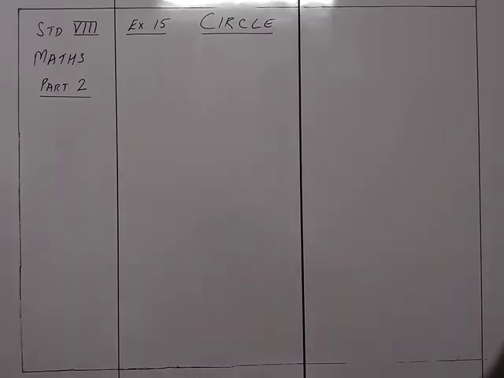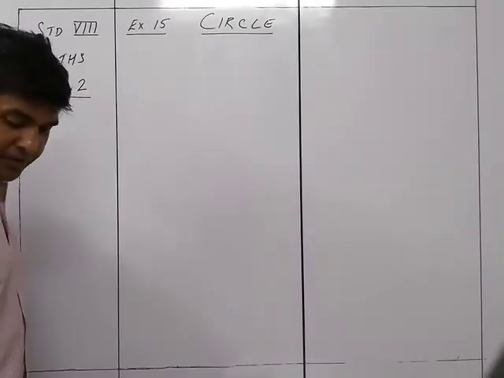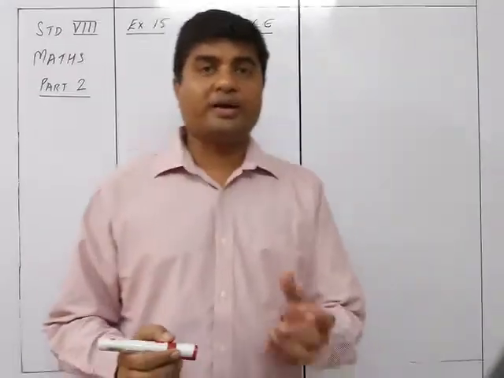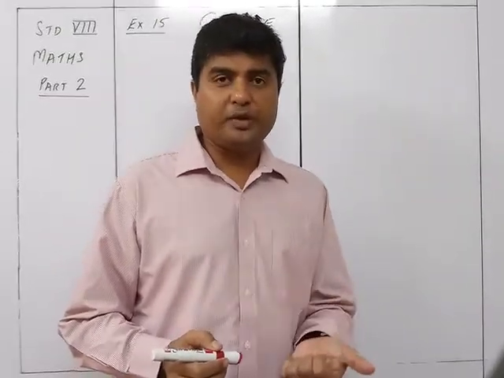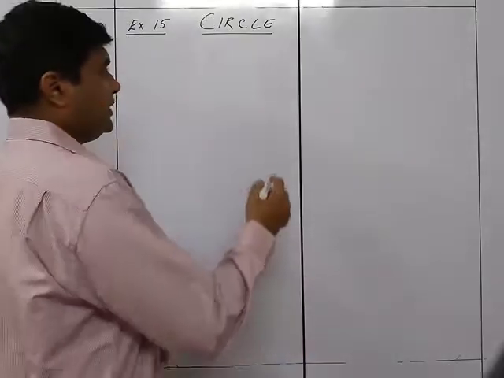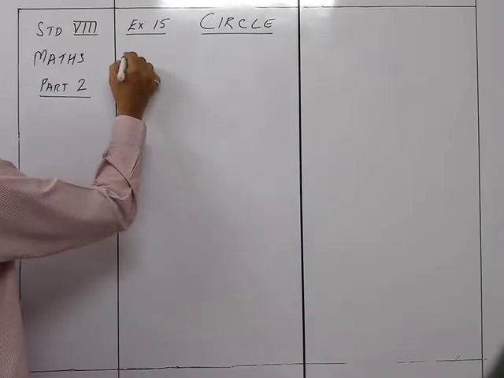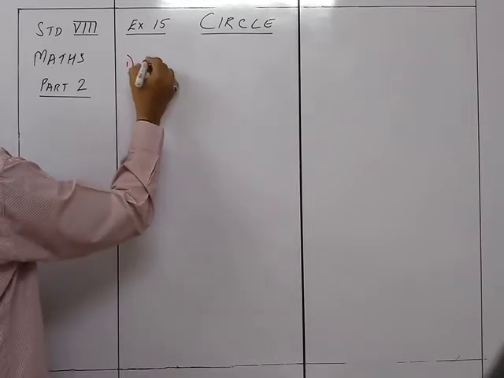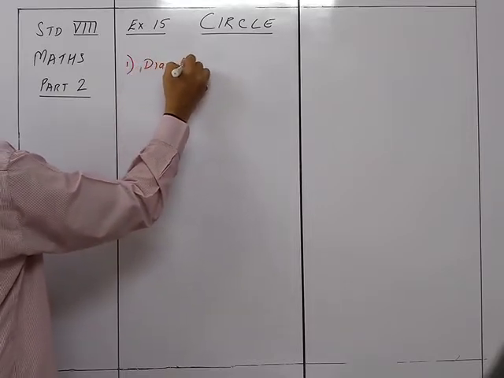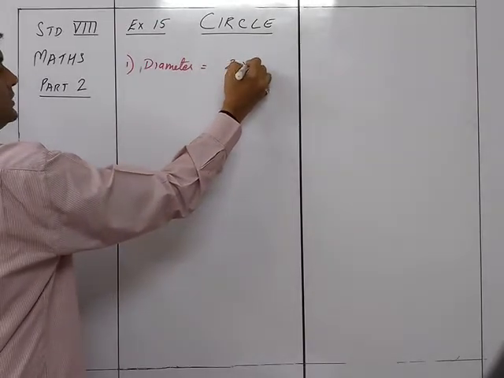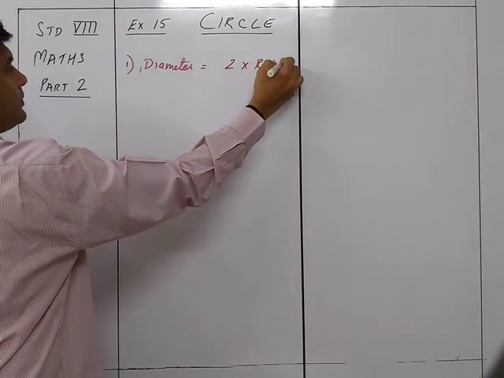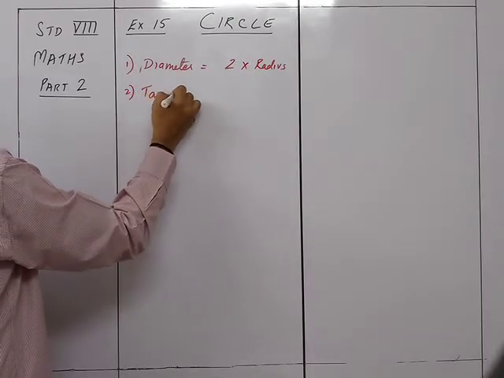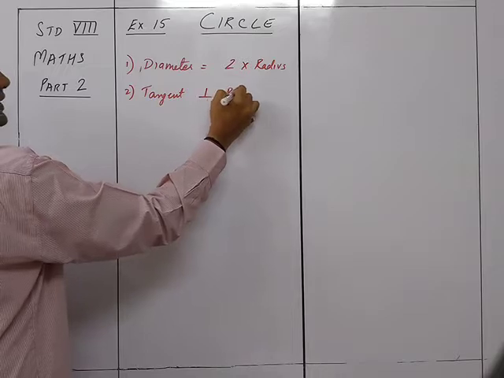So we continue with the chapter circle, and before we start with exercise 15, let us just note down what are the different properties we are going to use in this particular chapter. So the first property over here is that the diameter is equal to twice the radius.